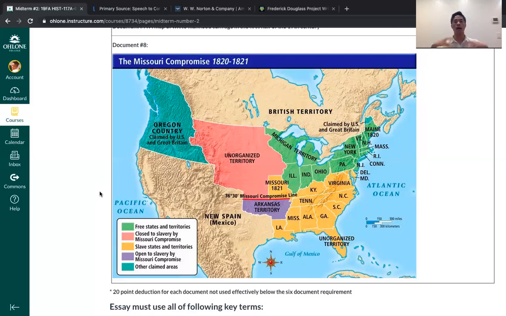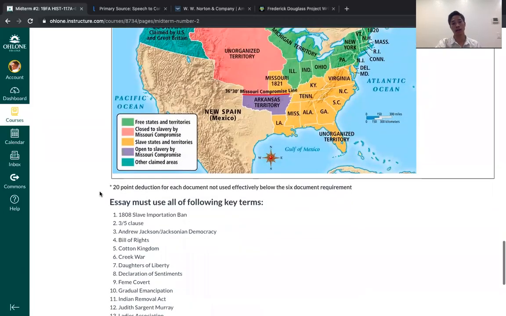So document number 8 is really an illustration of that expansion of slavery, of the Cotton Kingdom, and ultimately also an illustration of that contradiction of America's evolution and growth. Here you have a nation founded on the ideas of equality, freedom, liberty. In time, you also have the expansion of what? Slavery. Okay? So that's basically the documents, guys.